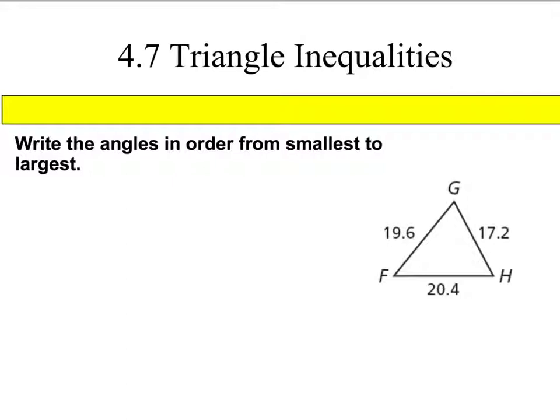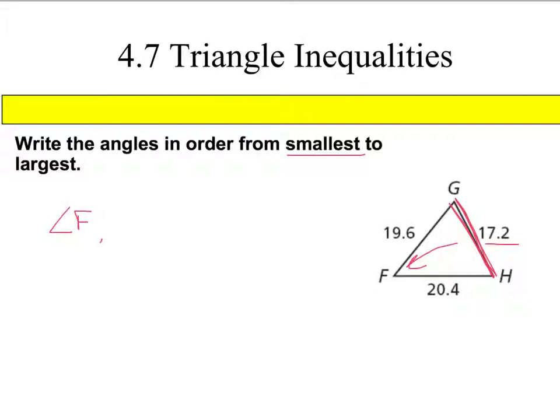So looking at this triangle FGH, it says smallest to largest, so we're searching for the smallest side. We have 19.6, 20.4, and 17.2. That tells me that GH, which is 17.2, is the smallest side. So which is the smallest angle? The angle opposite of GH, which is angle F. So angle F is the smallest angle in triangle FGH because it's opposite the smallest side.